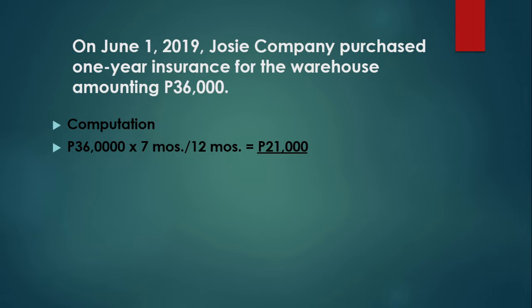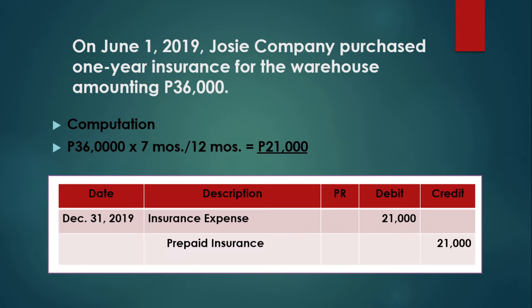Ang gagawin na lang natin is si adjusting entries. So this will be the adjusting entry. December 31, 2019 will be the date. Then your debit is insurance expense. Bakit insurance expense? Since nagamit na siya, that is already an expense. Ano ba yung pinag-uusapan natin? Si insurance. Kaya debit, insurance expense of 21,000.